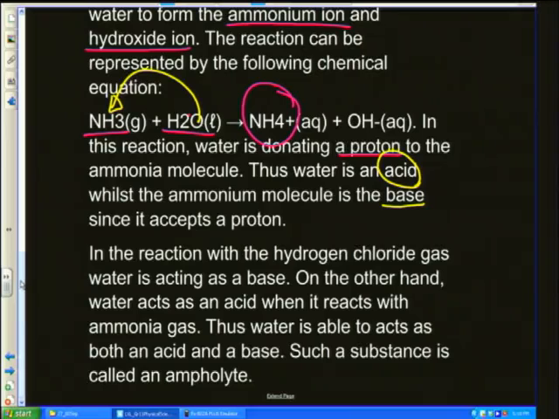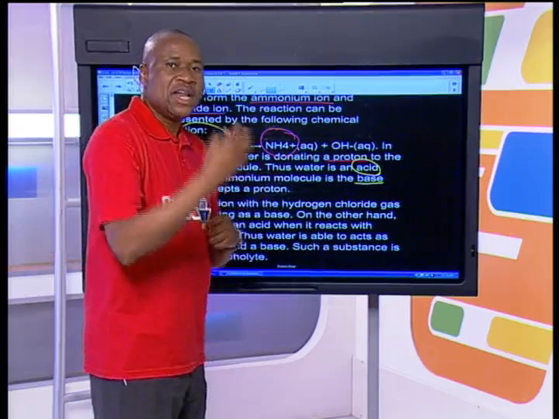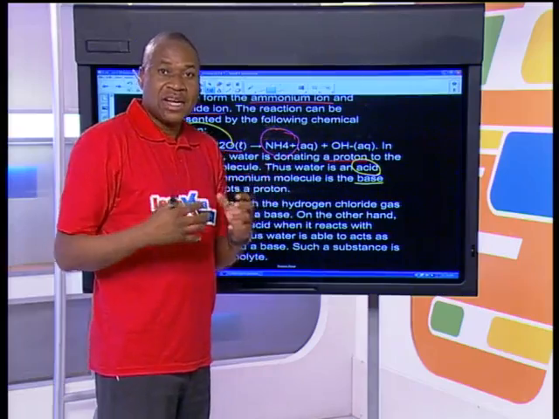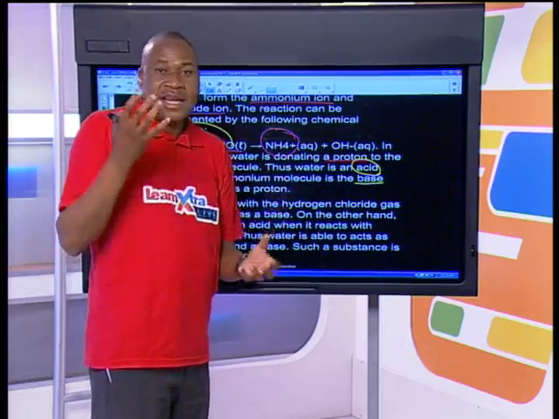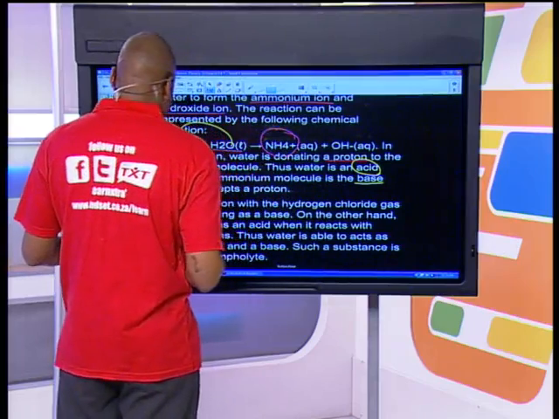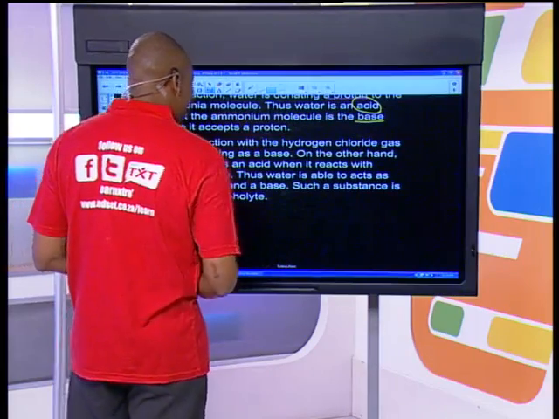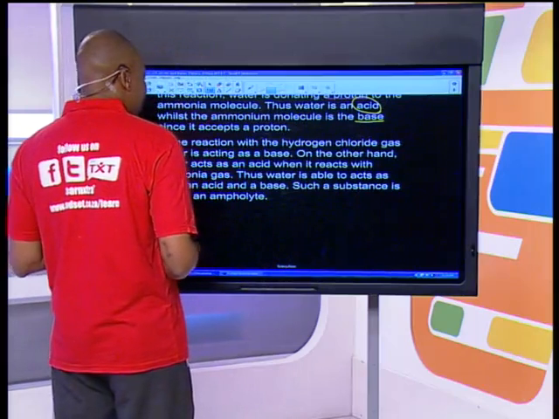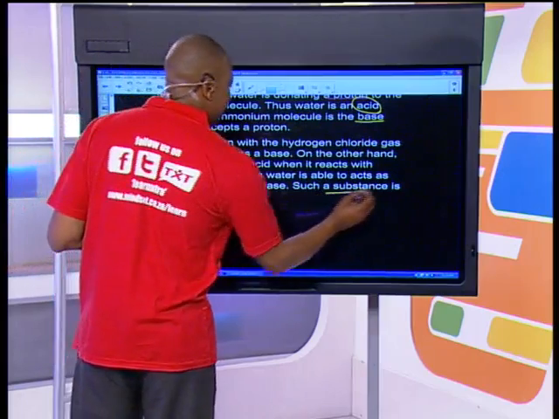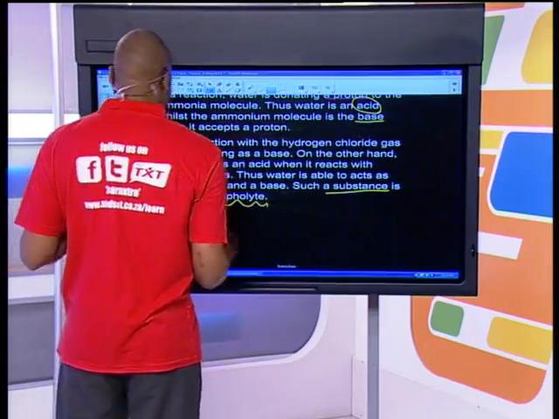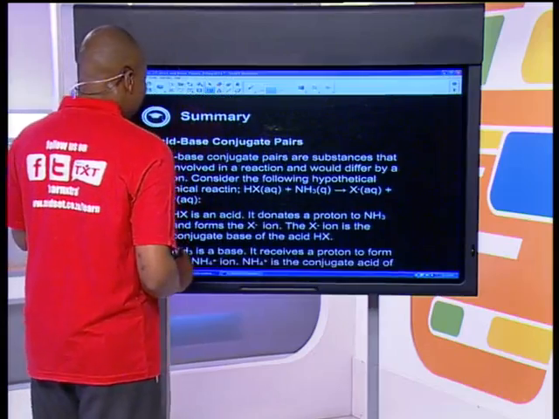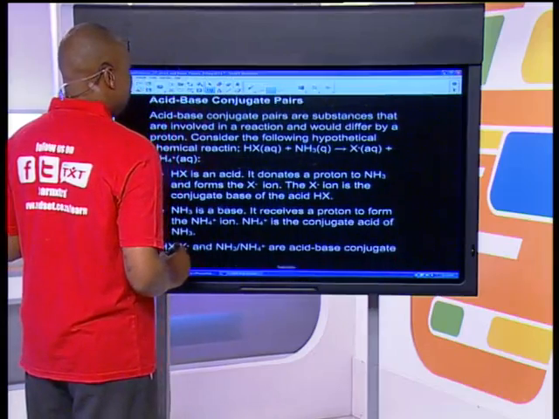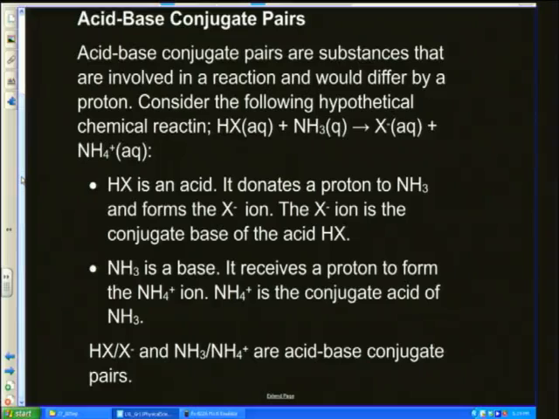So you can see now, in one instance, we're seeing water receiving a proton, so it is a base. In this instance, we're seeing water donating a proton. Donating a proton means you are an acid. So water can act as both an acid and a base. And what do we call such substances? Such a substance is called an ampholyte. When we have a substance acting as both an acid and a base, we call such a substance an ampholyte.